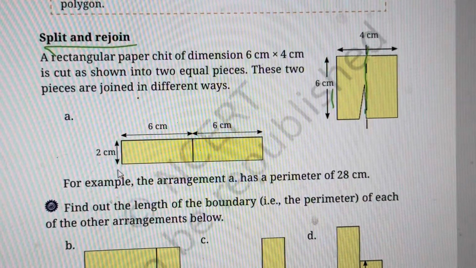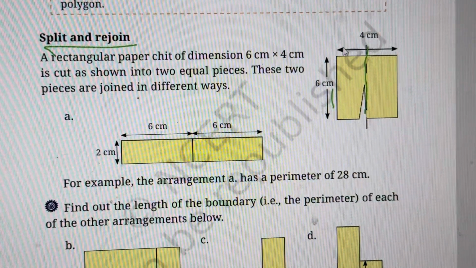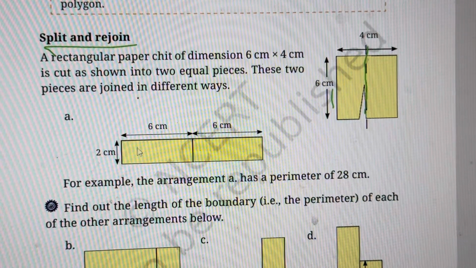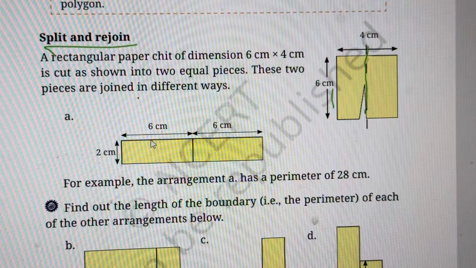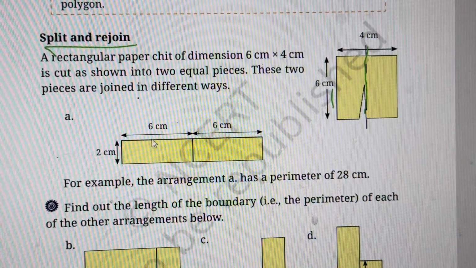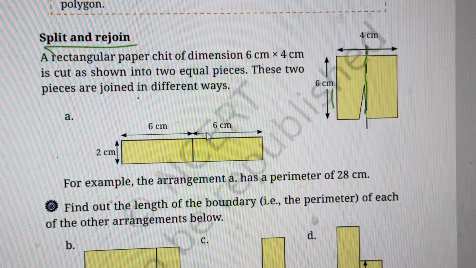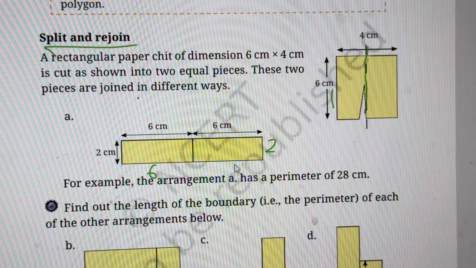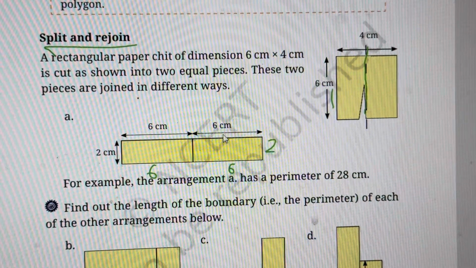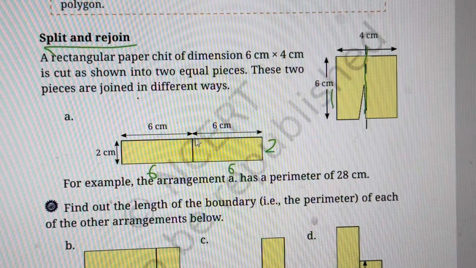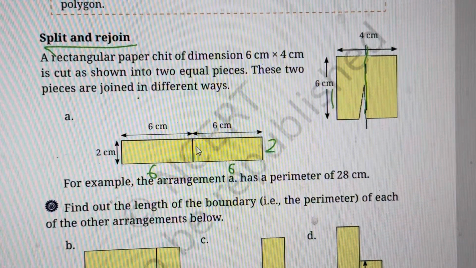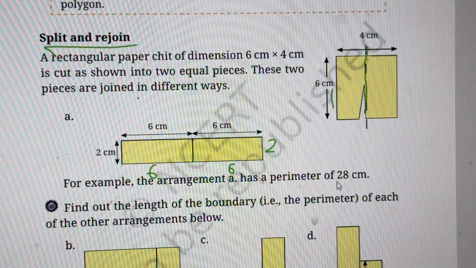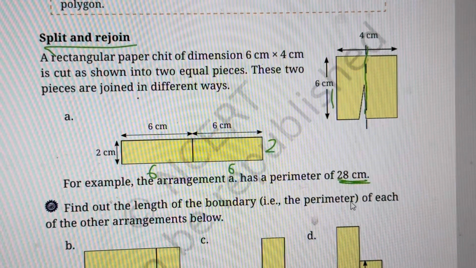So let us see the first example. Now what has happened? This was 4 centimeters, so it is divided into two equal parts. So each width has now become 2 centimeters. Right? So if we see the first arrangement, the length remains the same. So 6 plus 6, this is 2, so this will also be 2. This is 6, this is 6. So 6 plus 6, you can even multiply, 6 fours are 24, 26, and 2, 28. So the perimeter of this shape A is 28 centimeters.